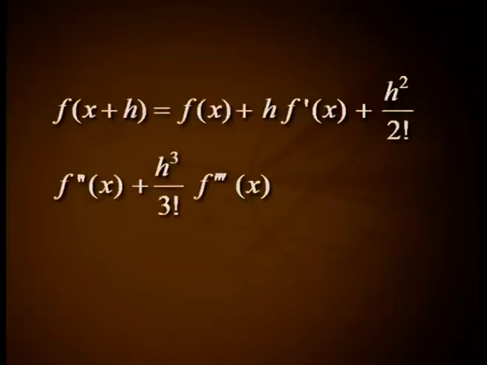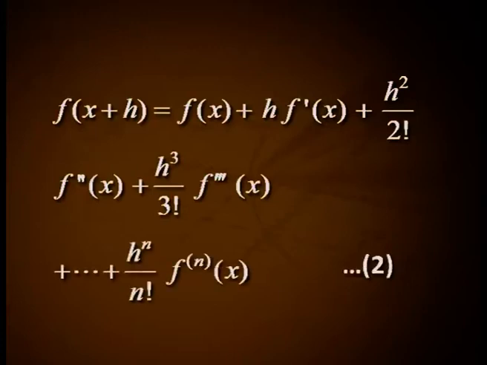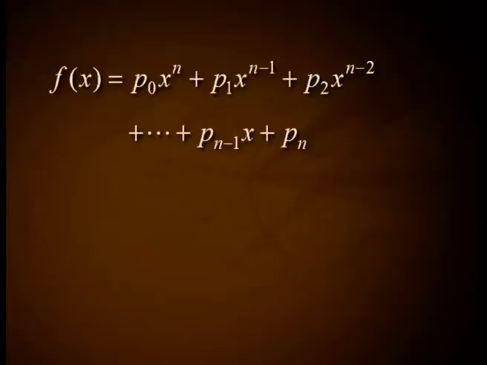Theorem 2. The value of f(x+h) when f(x) is a polynomial function of x is given by f(x+h) = f(x) + h f'(x) + h^2/2! f''(x) + h^3/3! f'''(x) + etc. + h^n/n! f^n(x). Equation number 2. Proof. Let f(x) = p0 x^n + p1 x^(n-1) + p2 x^(n-2) + etc. + p(n-1) x + pn.